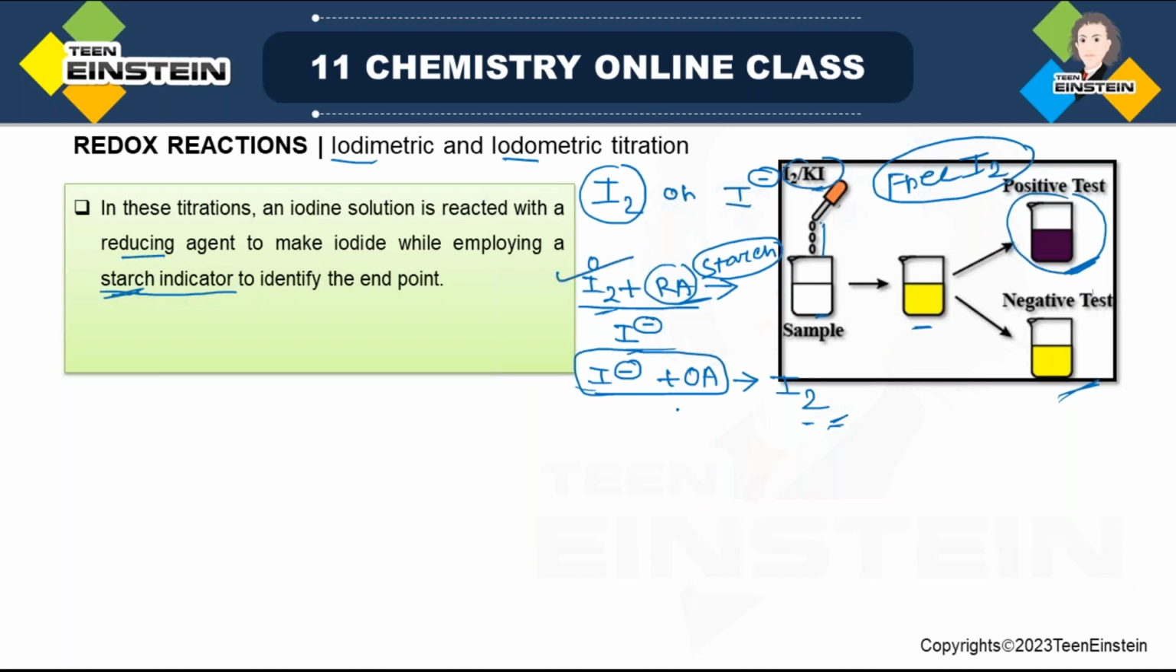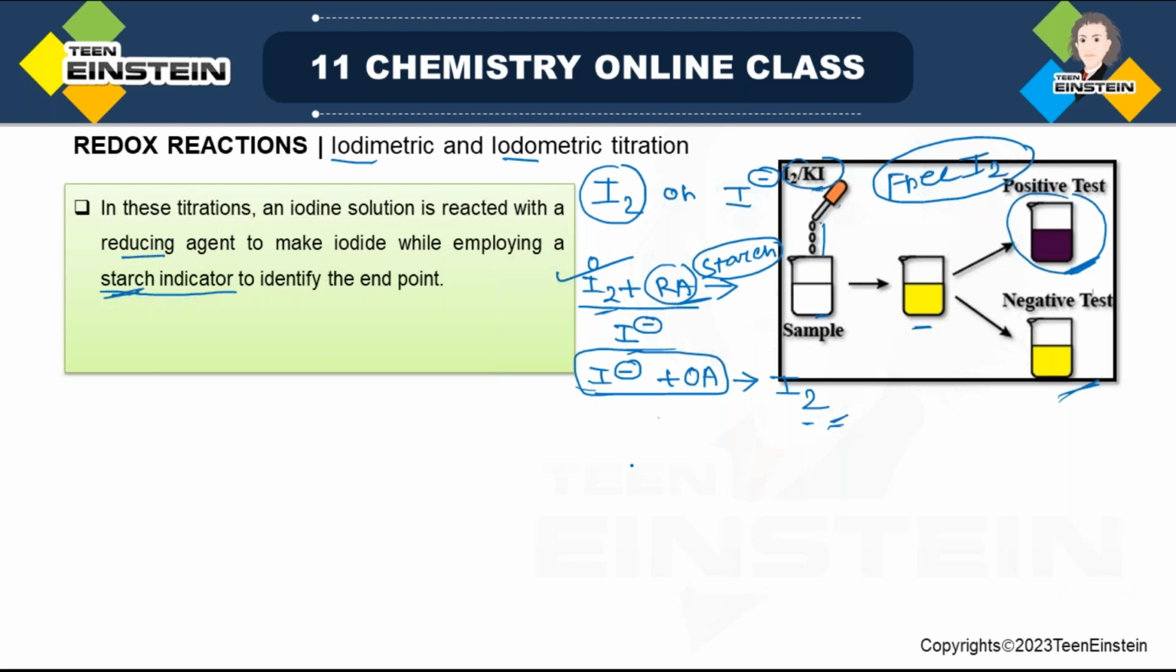So mostly it is used for the first case where you have taken some free iodine and it is reacting with some reducing agent. Once the reaction is complete, all the iodine is consumed, that means no blue color will be there, and that is the indication that the reaction is complete.